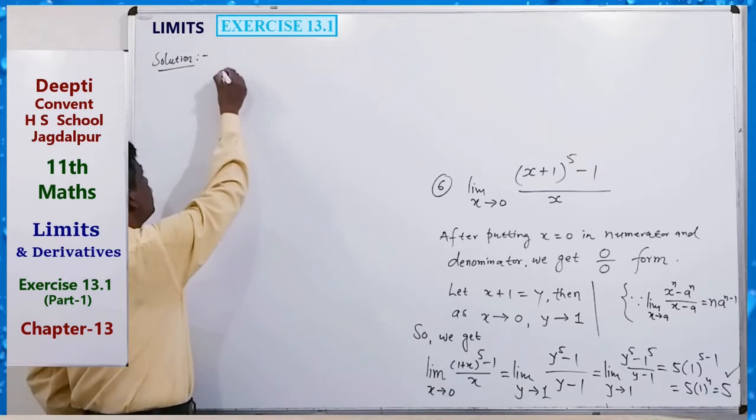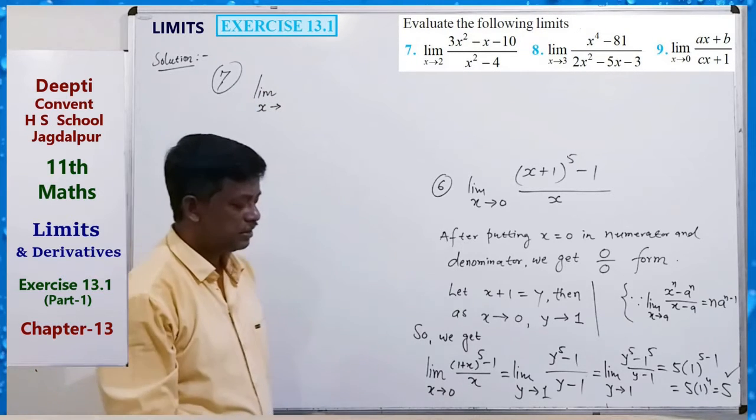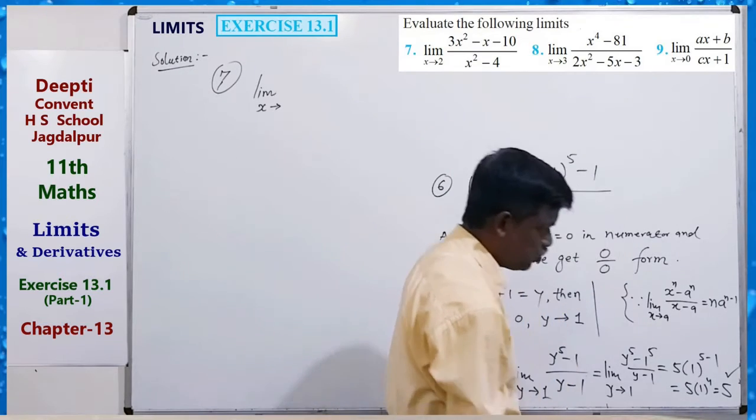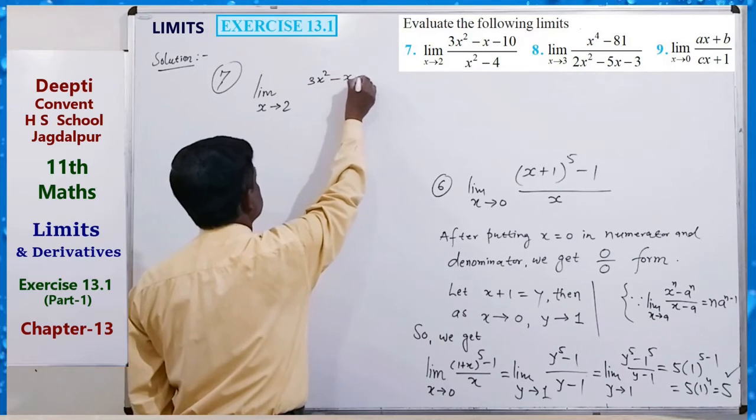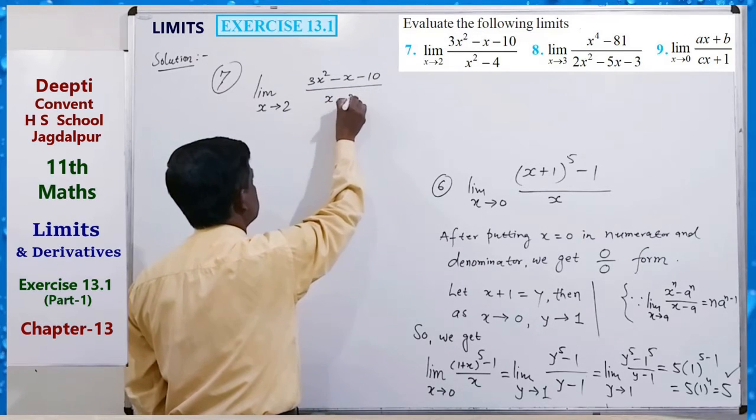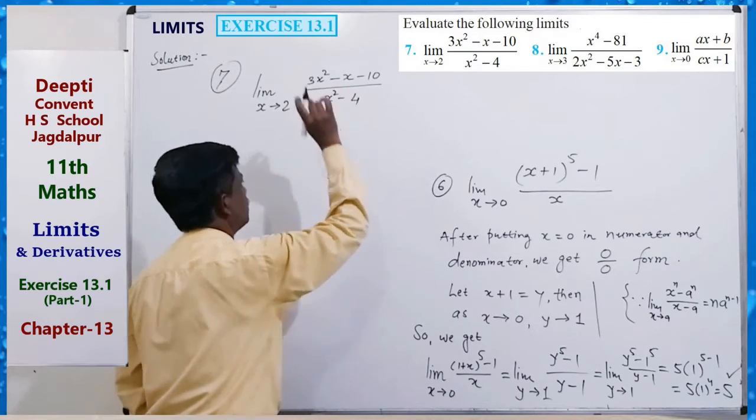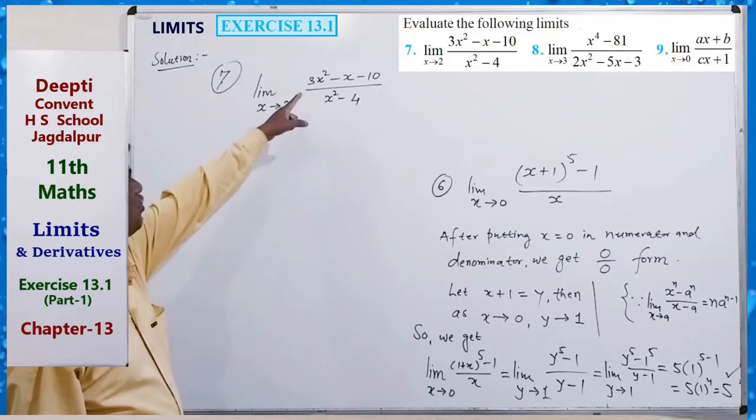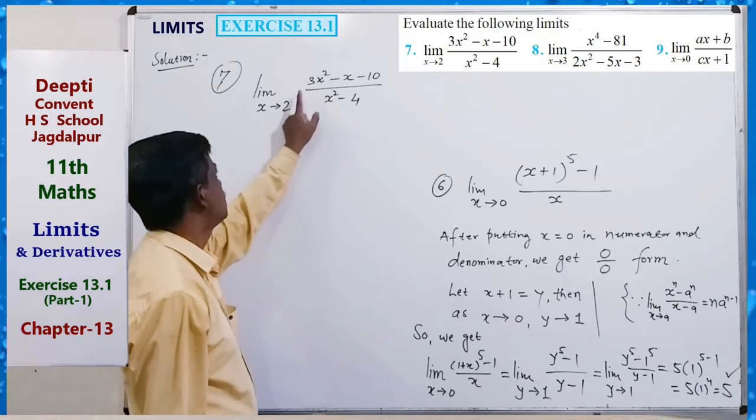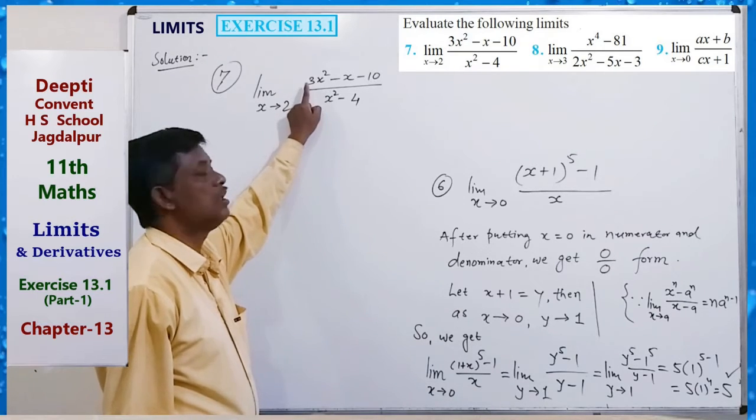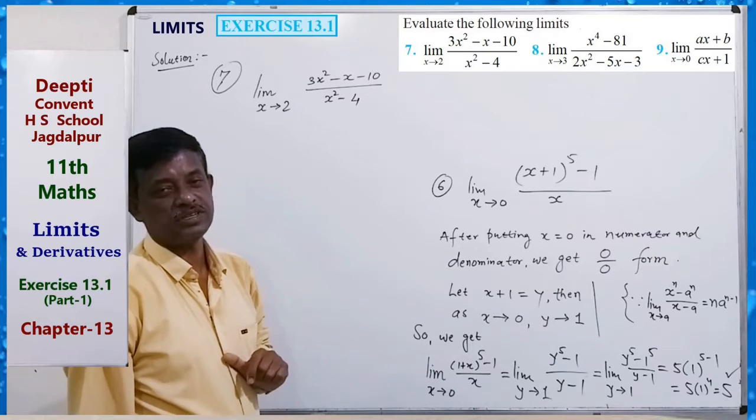Question 7. Limit x tending to 2 of (3x square minus x minus 10) upon (x square minus 4). Just here we see that after putting x equals to 2 in numerator and denominator, 2 square is 4, minus 4 is 0. In the numerator, 2 square 4 into 3 is 12, minus 2 is 10, minus 10 is 0. So 0 by 0.